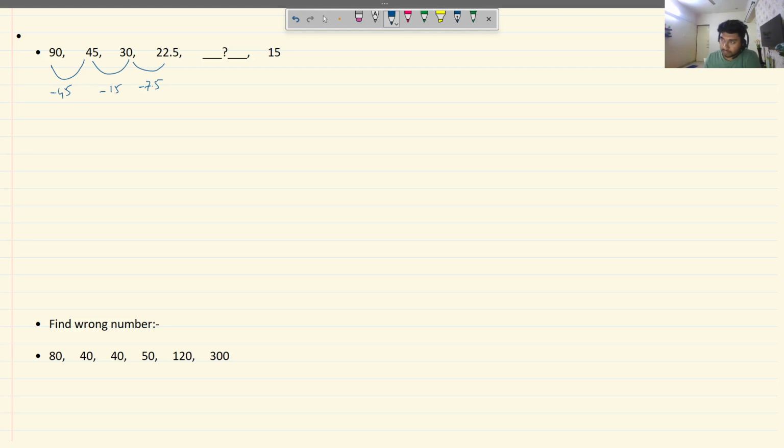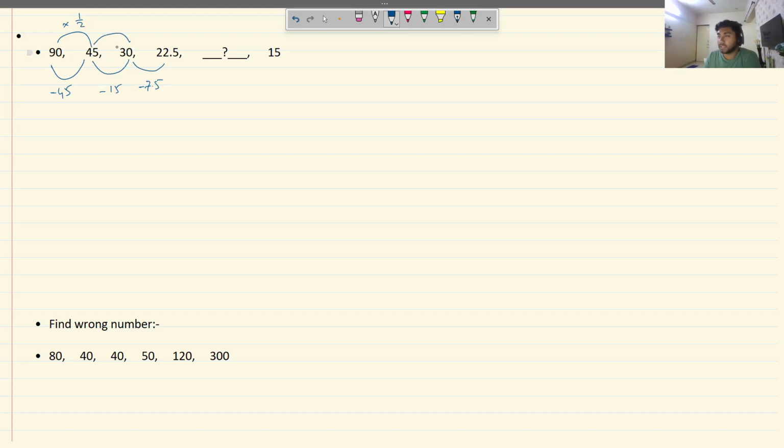Okay, यहाँ से ज़्यादा कुछ मिल नहीं रहा है मुझे. We can also see it in this form that 90 into 1 by 2 is 45.